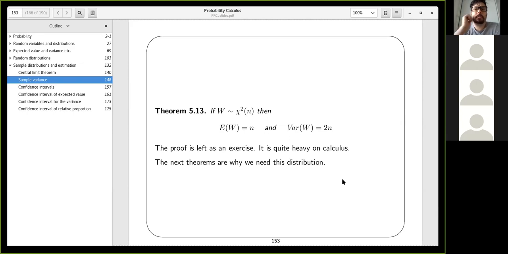The thing about this is that for a chi-squared distributed random variable, the expected value is n, the number of degrees of freedom, and the variance is 2n. I said here that the proof is left as an exercise. It's quite heavy on calculus.